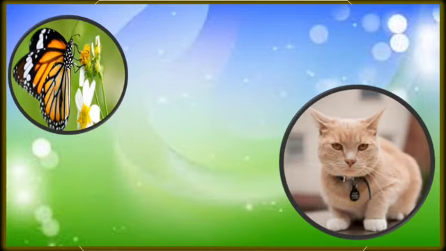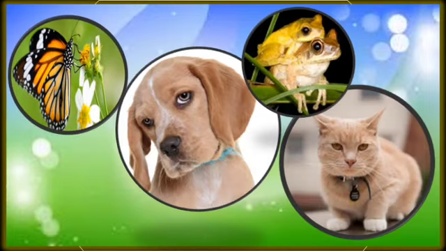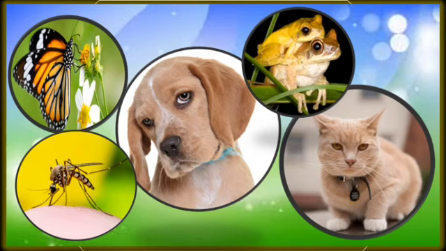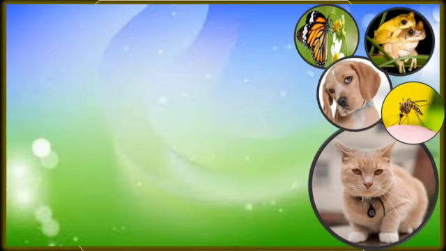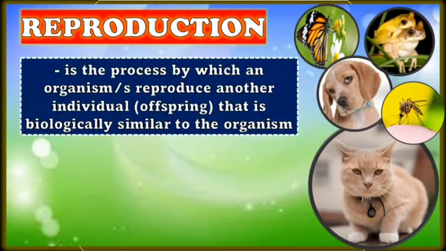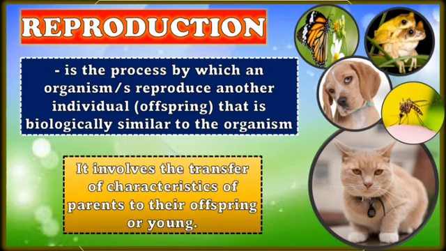But my question now, class, is how do these animals like butterflies, cats, dogs, frogs, and mosquitoes grow in number? This is because of what you call reproduction. So what is reproduction all about? Reproduction, class, is the process by which an organism produces another individual or offspring that is biologically similar to the organism. It involves the transfer of characteristics of parents to their offspring or young.